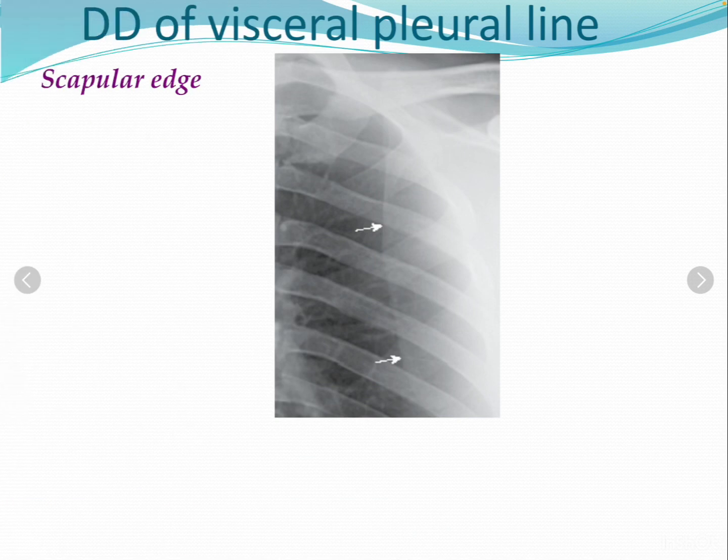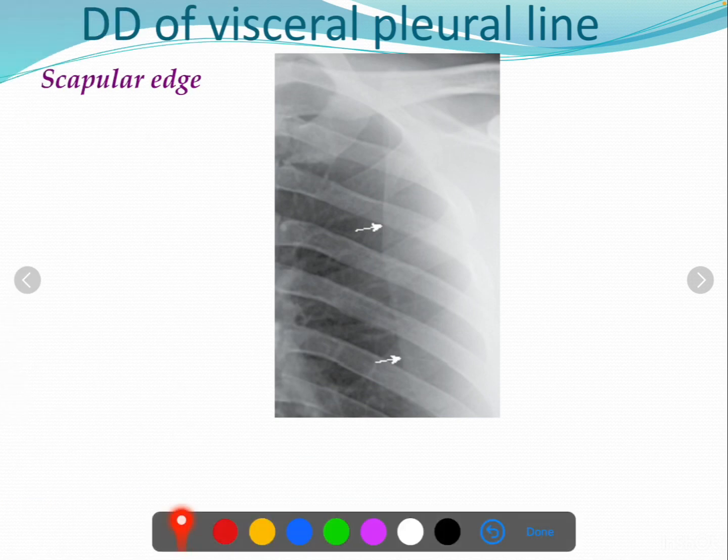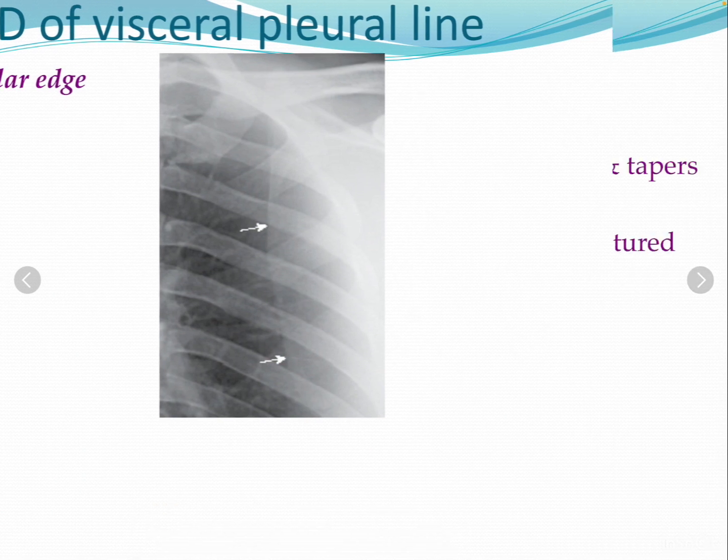probably skin fold. Then they are talking about how it could be due to scapular edge. So this medial border of scapula could be there. So we should not confuse this with the scapular edge. It is not the visceral pleural line.